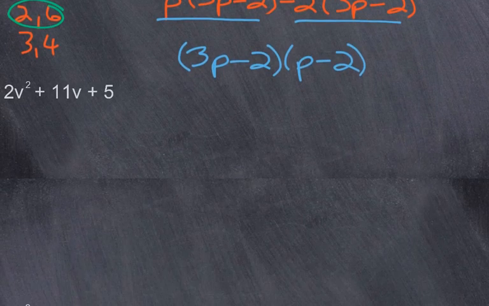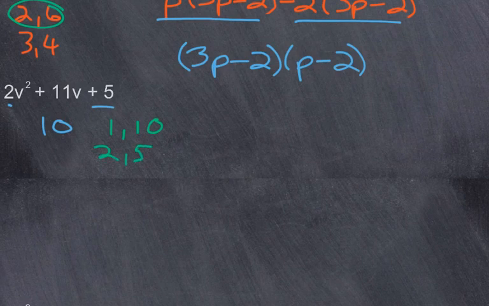So here we have 2v squared plus 11v plus 5. So again, you take the 2, you take the 5, you multiply them together, you get 10. Now our factors of 10 are 1 and 10, 2 and 5. So now we need to establish, are these going to be the same symbol or the opposite? So here we have the same symbol. So that means they're going to add up to 11. So in this case, the 1 and 10 are the factors you want to use.